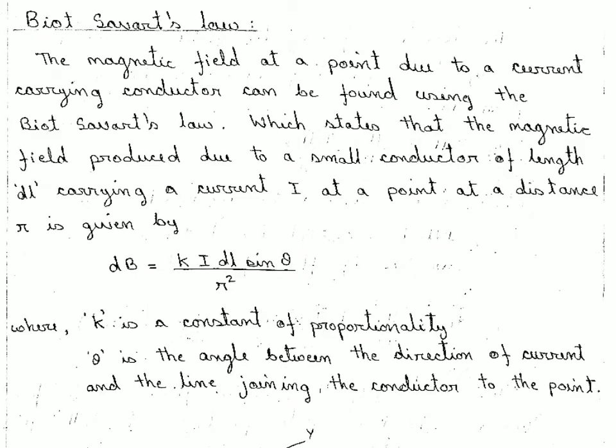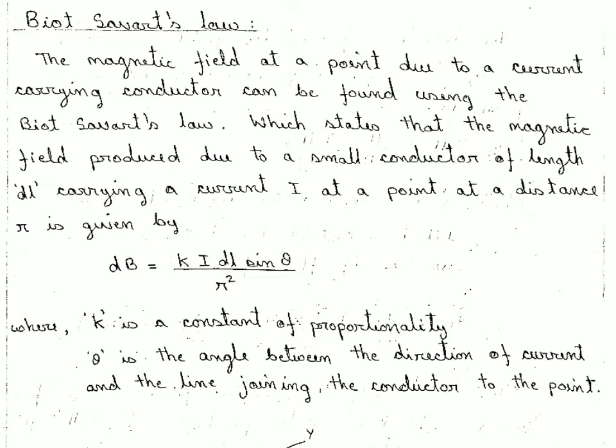Now to find the strength of the magnetic field around a current carrying conductor, we will make use of two laws. One is Biot-Savart's law and the other one is Ampere's Circuital Law. Now Biot-Savart's law states that the magnetic field produced due to a small conductor of length dl carrying current I at a point at a distance r is given by dB = k I dl sin θ / r². Now this k is a constant of proportionality.